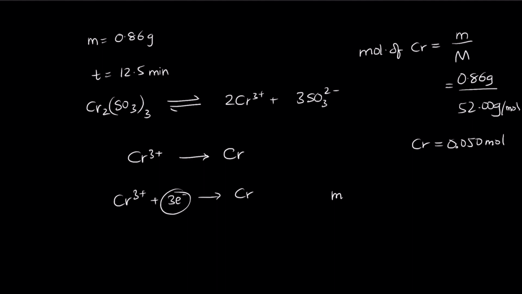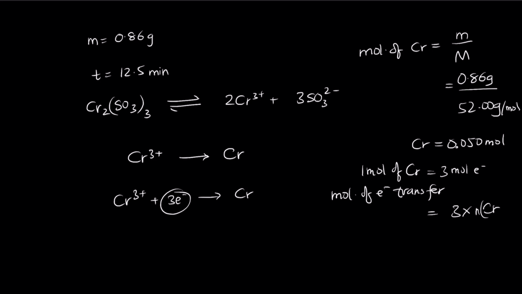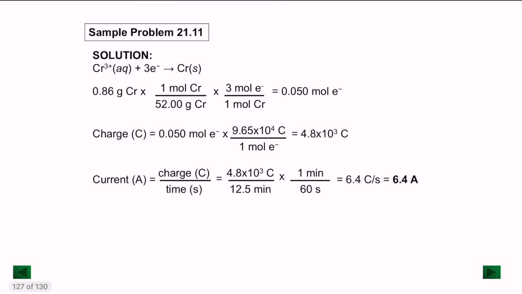Now we need to calculate the moles of electrons being transferred. For 1 mole of chromium, there are about 3 moles of electrons, because per mole of chromium, 3 electrons are being transferred. So the number of moles of electrons is 3 times the number of moles of chromium. 3 times 0.050 gives you a value of 0.15 mole of electrons being transferred.